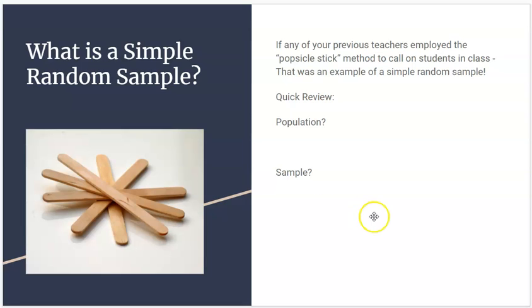First things first, I want to start with an example first, and a bit of a review from last time. So first of all, we got to ask the question, what is a simple random sample? Like, what am I talking about here? But here's my example, my story to you. If you've ever had any teachers employ the popsicle stick method, which they would use to call on students in class, that was an example of a simple random sample. And remember, when we talk about samples, we have to keep in mind our population and what the sample is. So I'm going to give you a second to describe what the population is and what the sample is, and come back after you try that question and we'll get into it.